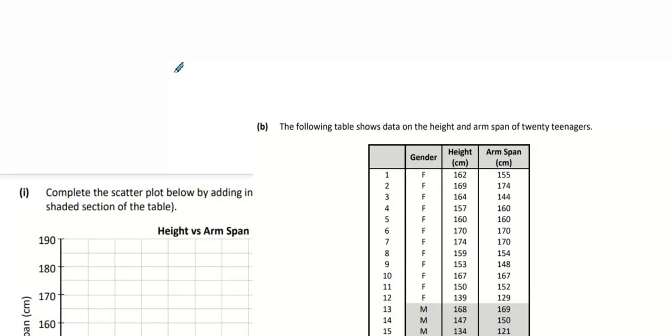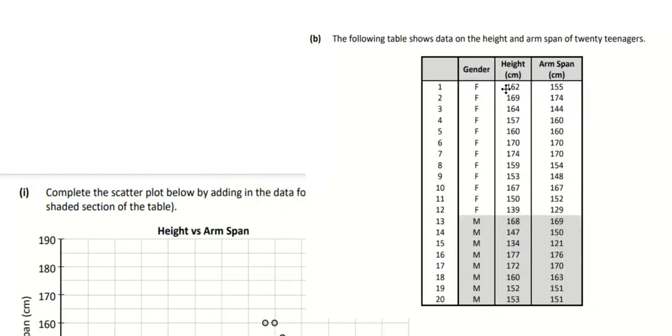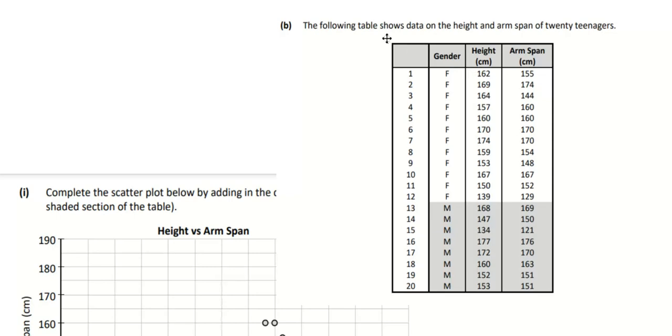Now the next question is a scatter plot, and they give us a bunch of points. They say the following table shows data on height and arm spans of 20 teenagers. So 20 teenagers are listed.